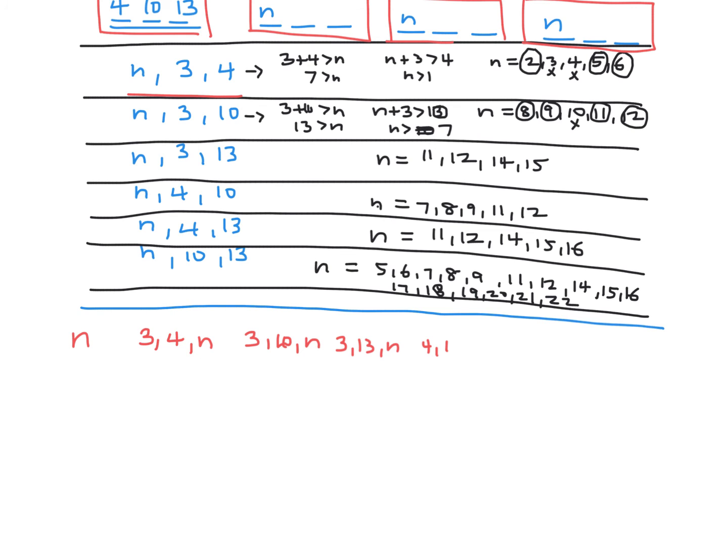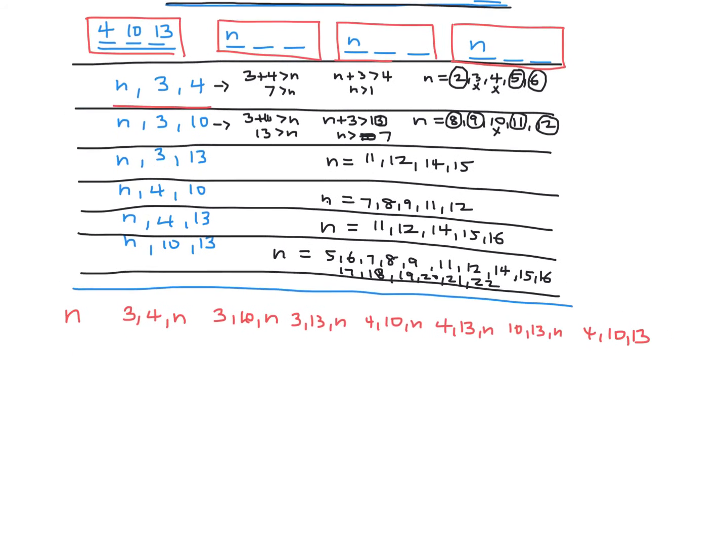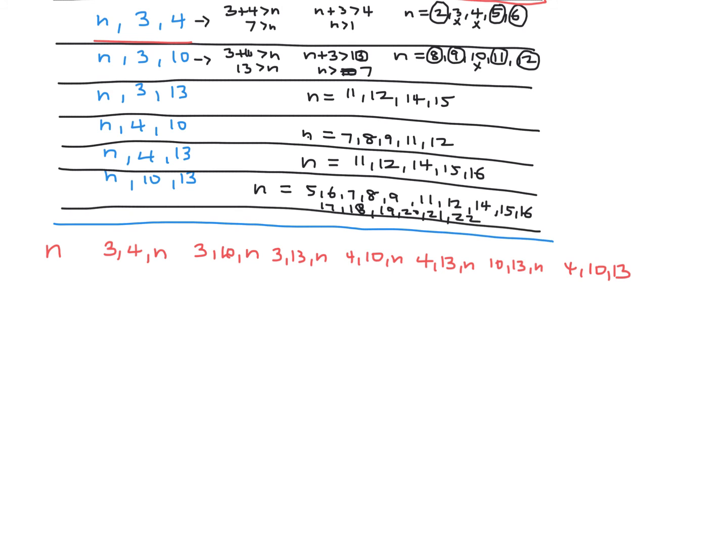Let me put this in order actually. 4, 10, n. Yeah, 4, 10, n. And then 4, 13, n. And then 10, 13, n. I'm going to need a little bit more space. And then what's the next one? 10, 13, n, and then finally 4, 10, and 13. That's the one I made without the n. And then number of triangles.